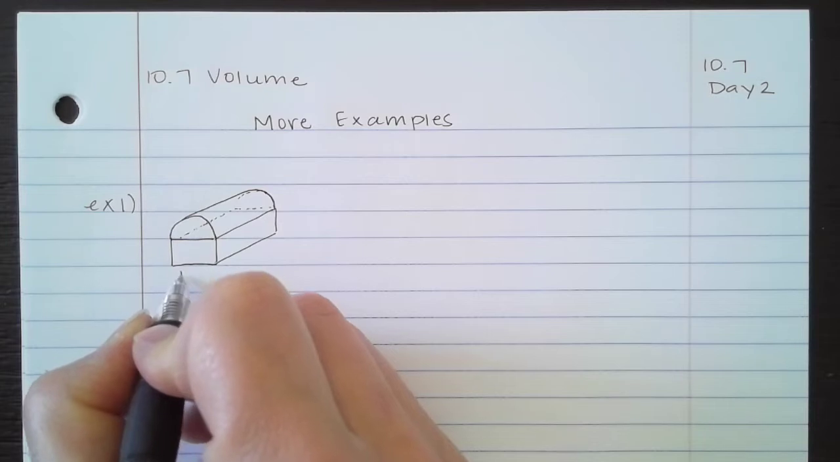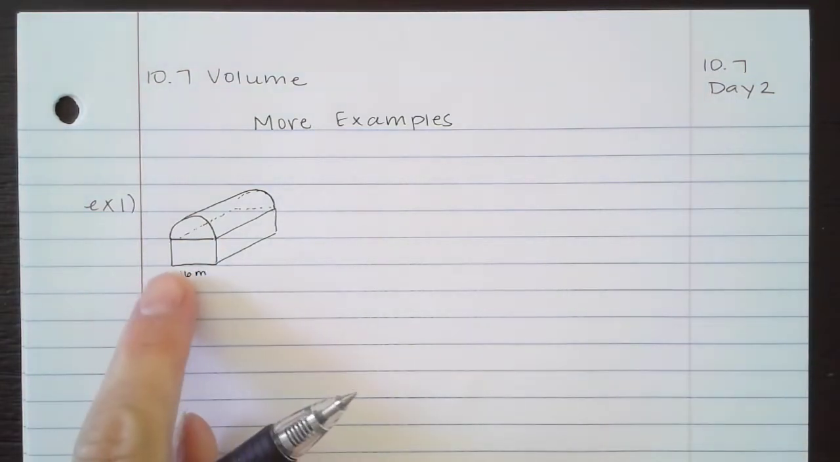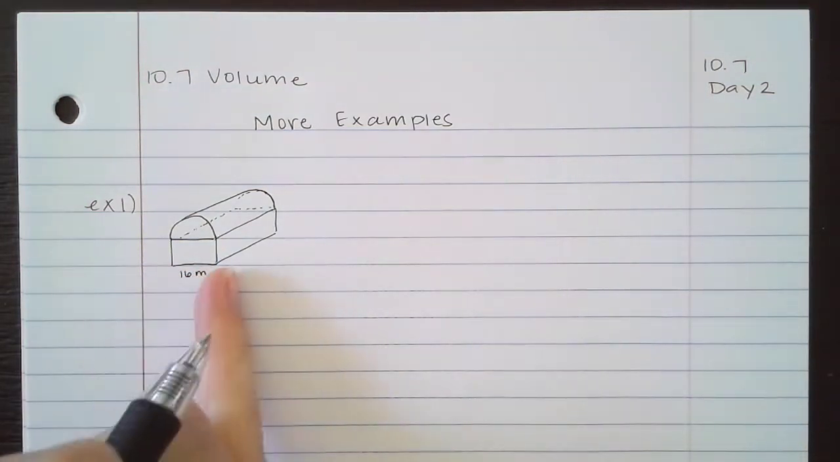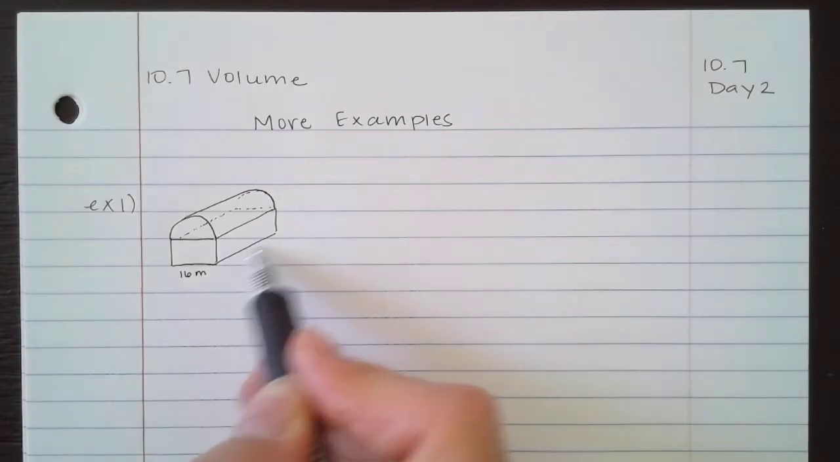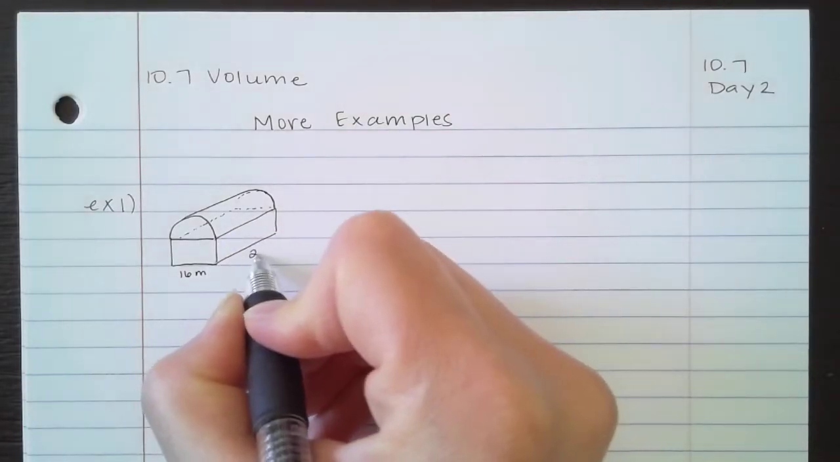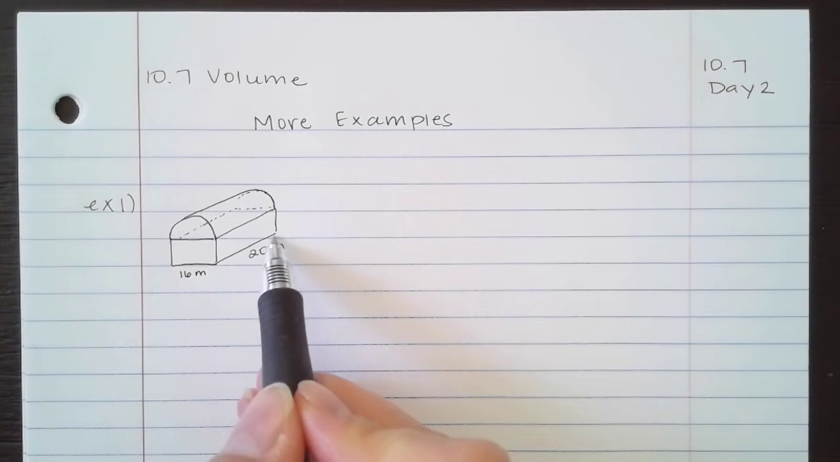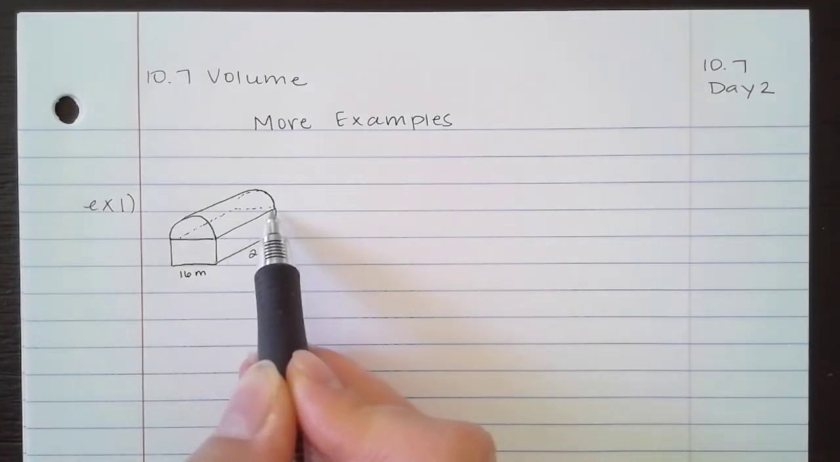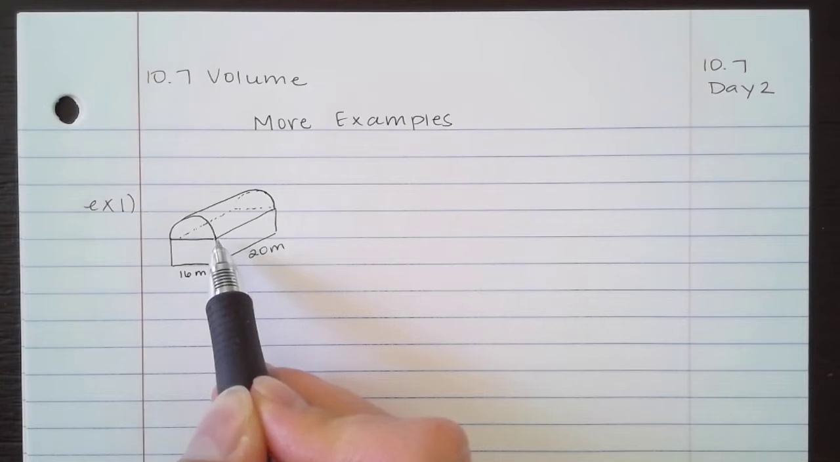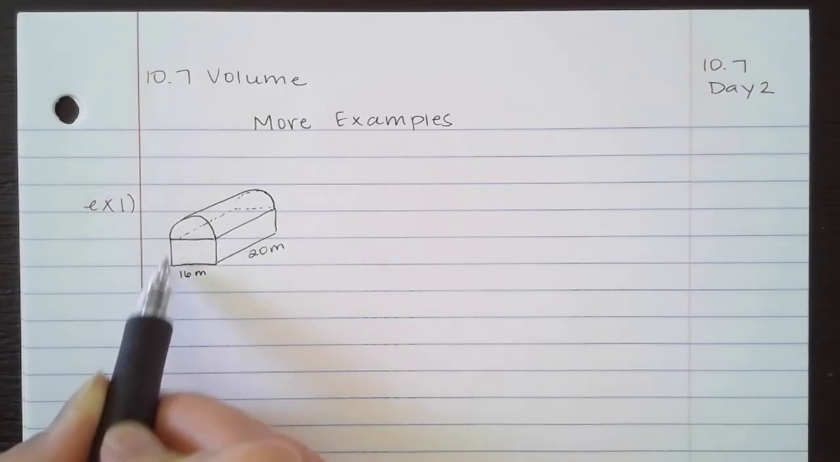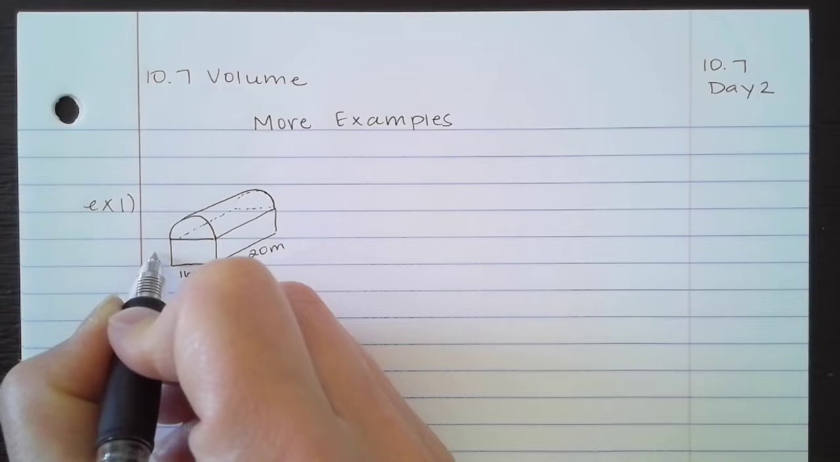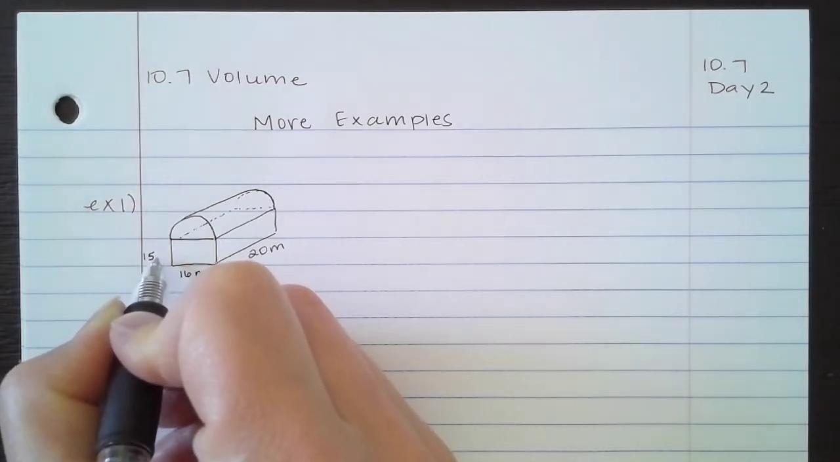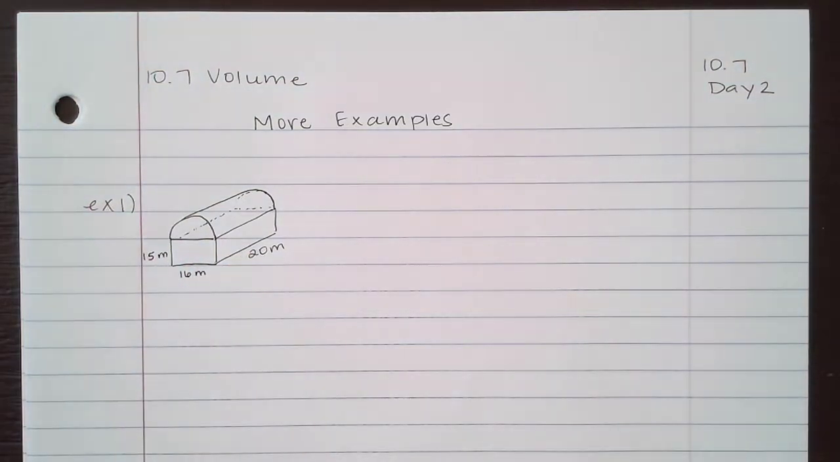This front face right here is 16 meters, the distance between the left side and the right side. This long side right here, the 20 meters, is going to end up being the height of that half cylinder. This little height of the prism is 15 meters. And that is all the information you need. I'm going to show you why that's enough information.